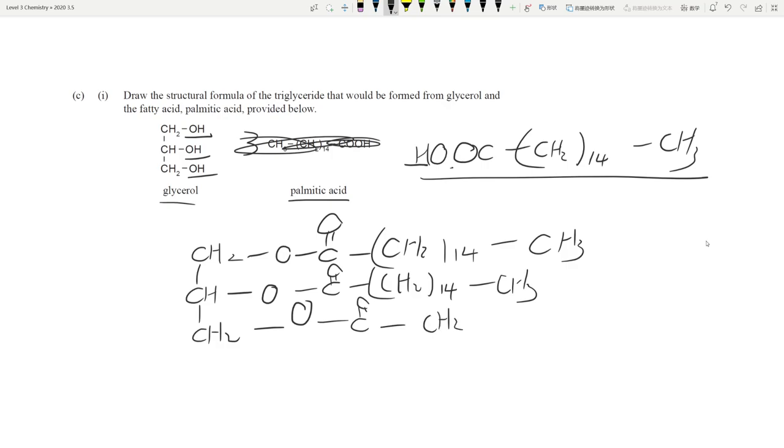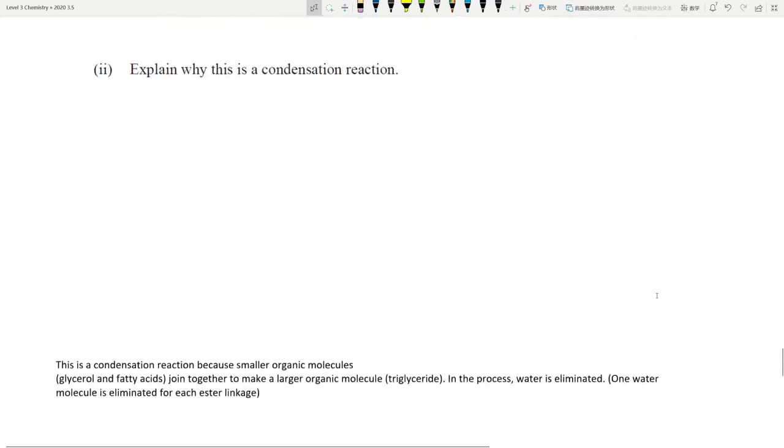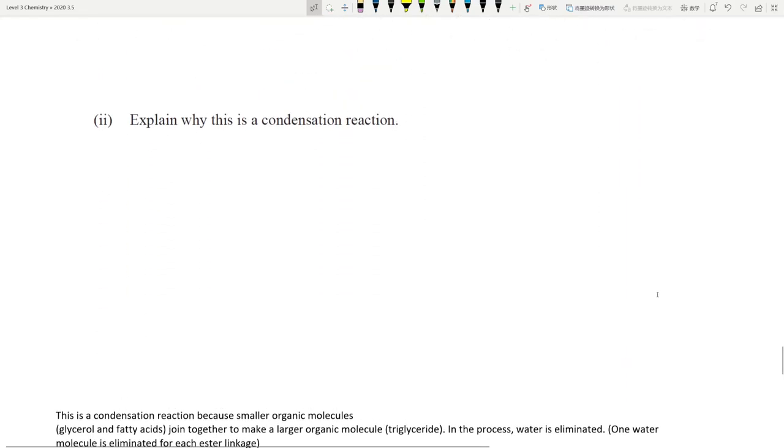And if you're having trouble with questions like this, I would suggest you just break it out. Just do one at a time. Just do CH2OH plus HOOC and so on. And then you're going to go, oh, it's actually just alcohol, carboxylic acid, I make an ester. And then you just copy. And then the next part, you just do exactly the same thing. Copy paste. All right?